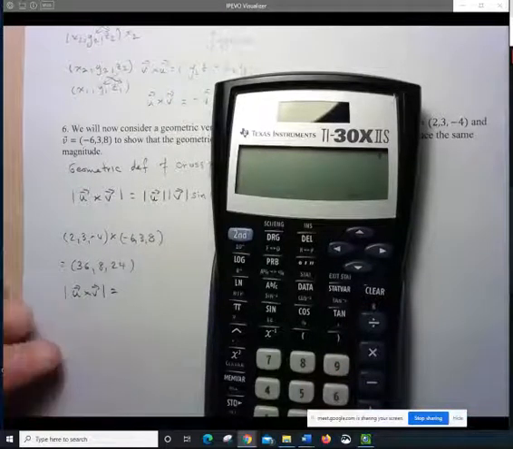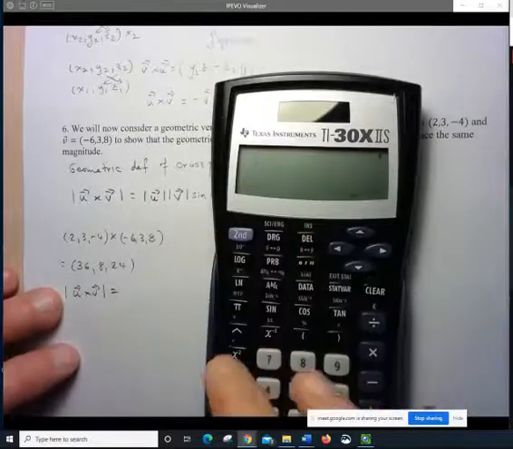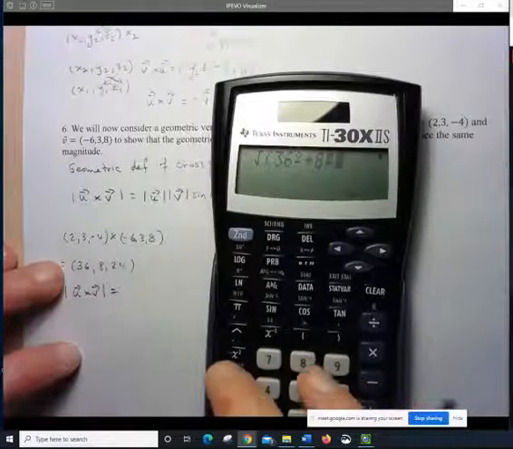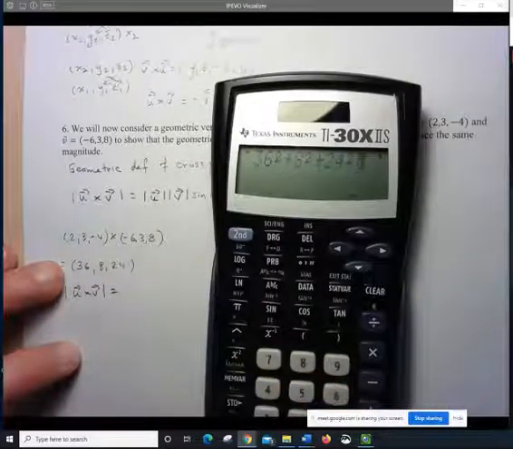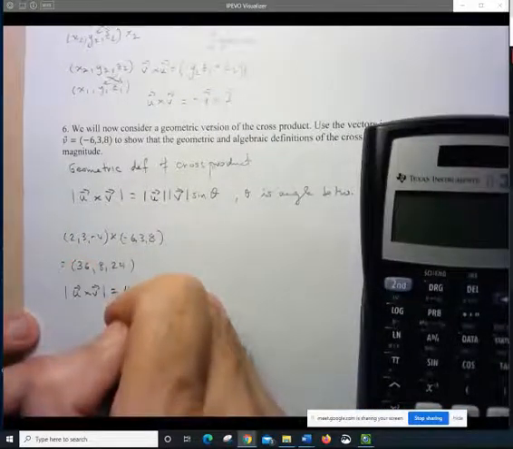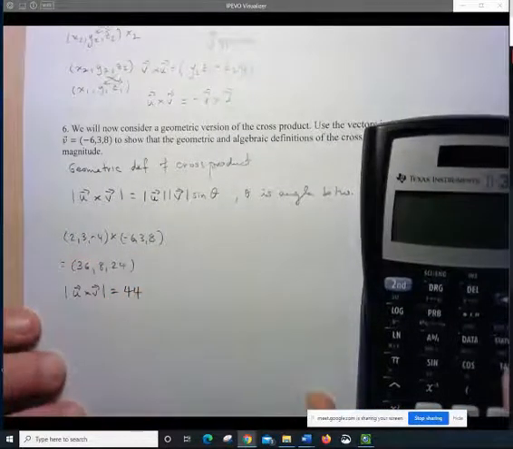Okay, so let's look at this magnitude. So square root of 36 squared plus 8 squared plus 24 squared. And we get, look at that, exactly 44. How nice. Okay, so that one was nice and easy.